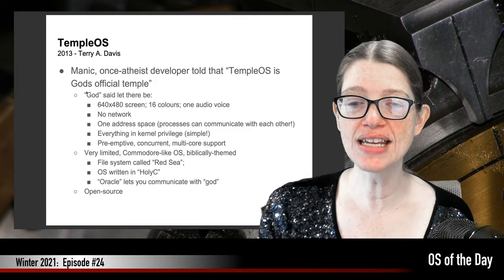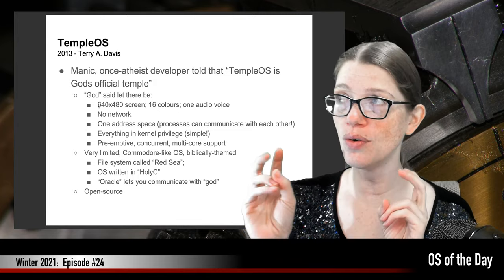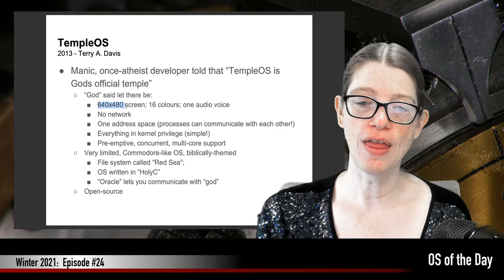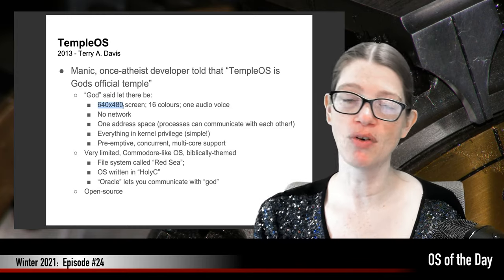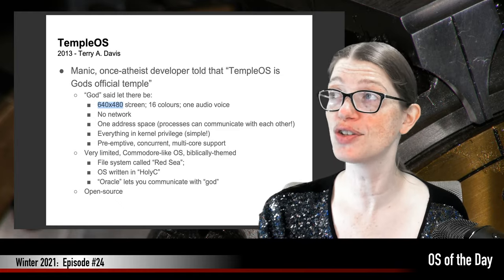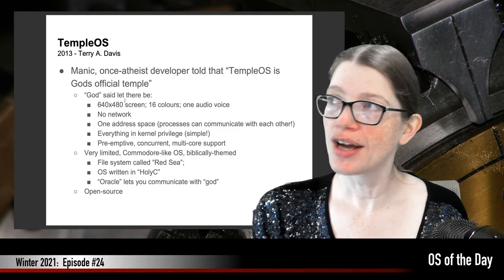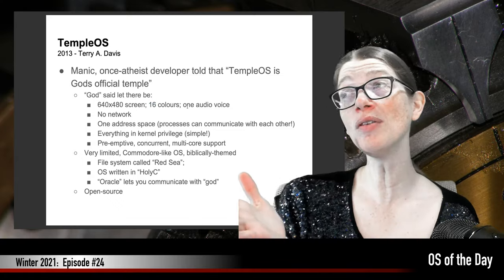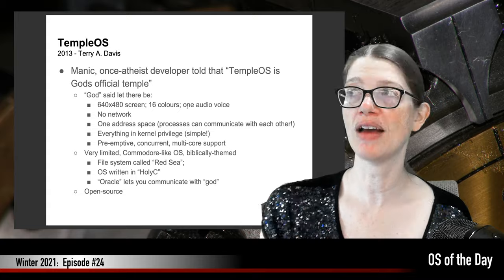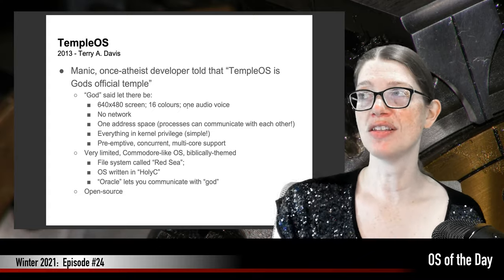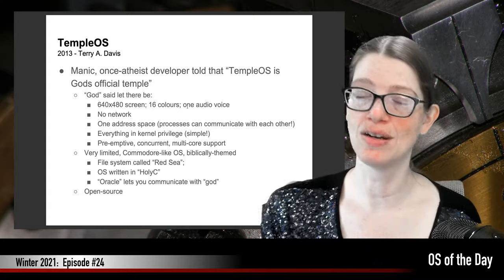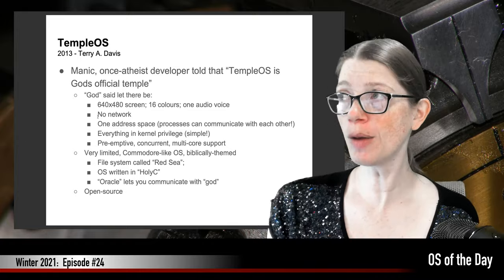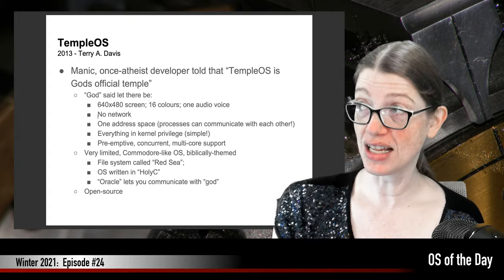The rules that were supposedly dictated to him in the dream were that the screen had to be 640 by 480. So you're looking at an old VGA style screen. That's what I grew up with. Actually, I grew up with CGA, but 16 colors and one audio voice. Now, why only one audio voice? That is, again, coming back to the biblical theme of this being God's temple, so there should only be one voice, and that it was the voice of God. At least that is the story. There is no network, because why would you need to talk to anybody else?